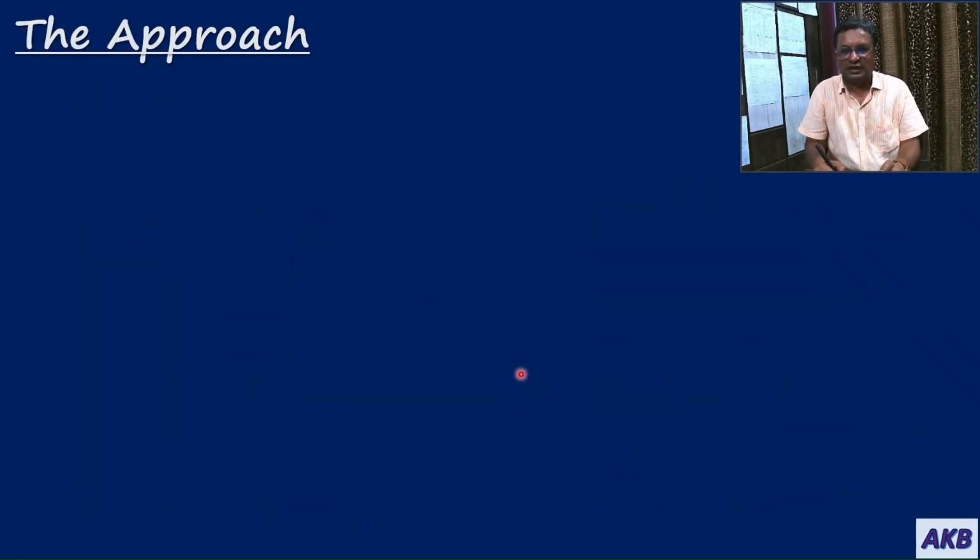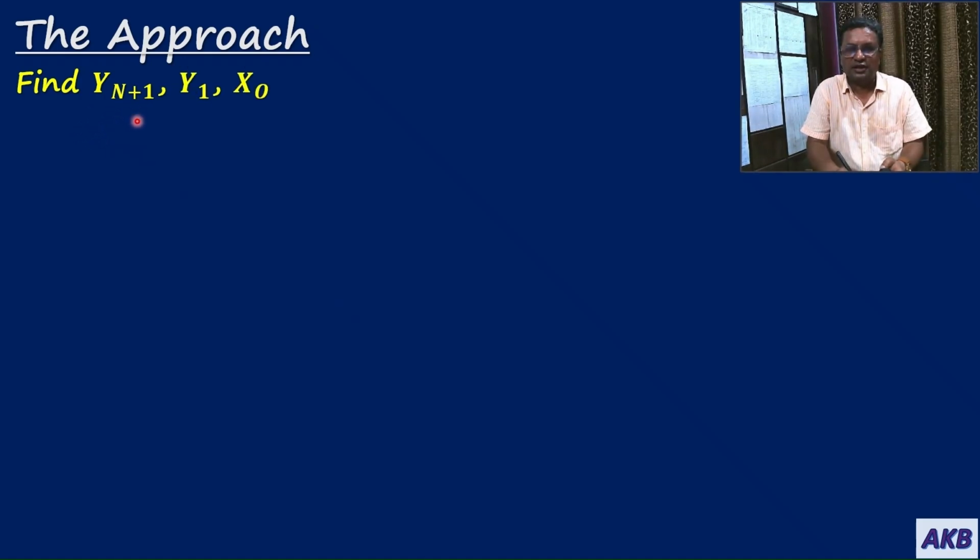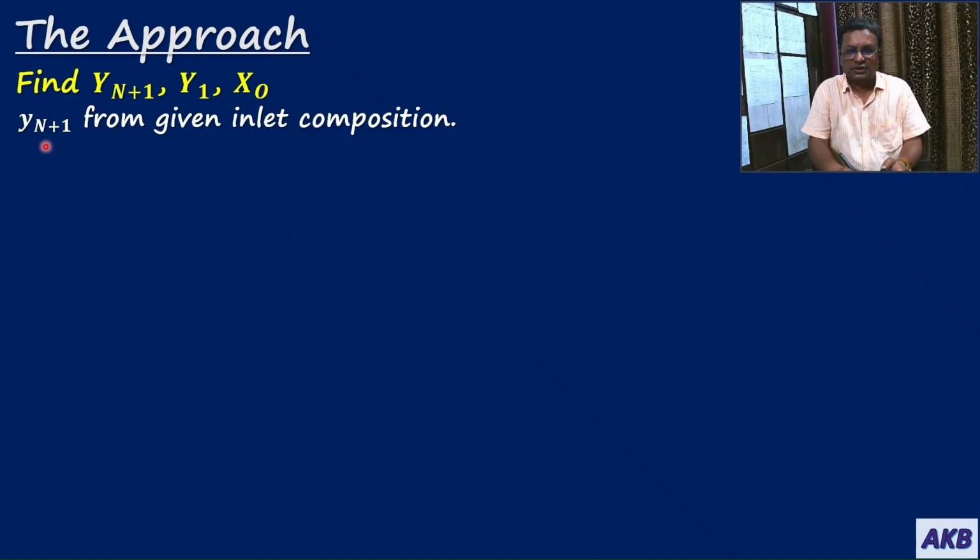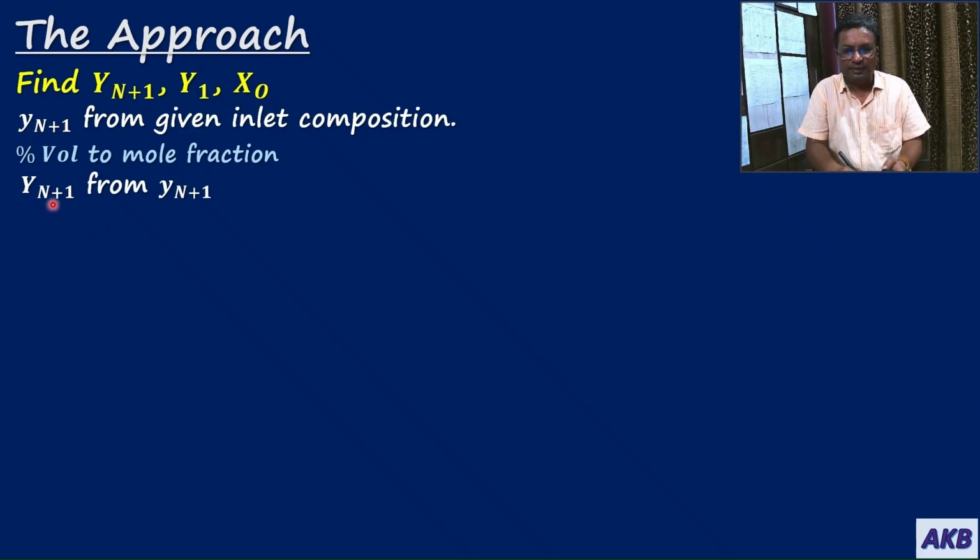Now let us first understand the approach that we will be using for solving this numerical example. First we will find capital Yn plus 1, capital Y1 and capital X0. Small yn plus 1 we first have to get from the inlet composition. For that we need to convert percentage volume to mole fraction, and once you get the mole fraction, that is small yn plus 1, and then from small yn plus 1 you can get capital Yn plus 1.